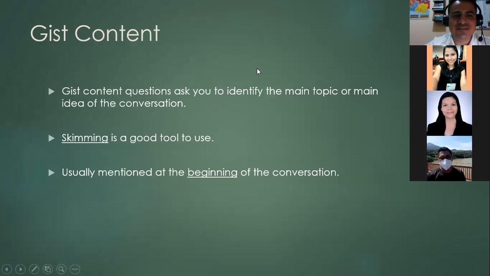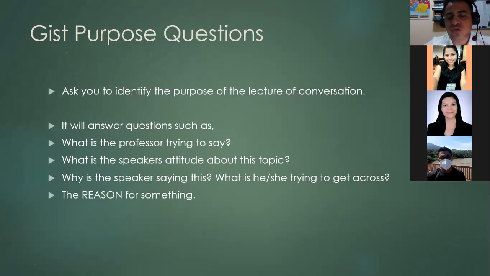Just content, right? ¿Qué sería la main idea? Right? We can use skimming at the beginning of the passage. But what are just purpose questions? Es el por qué, the why of the main idea. Okay, questions?